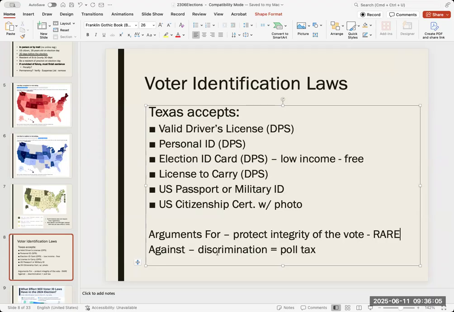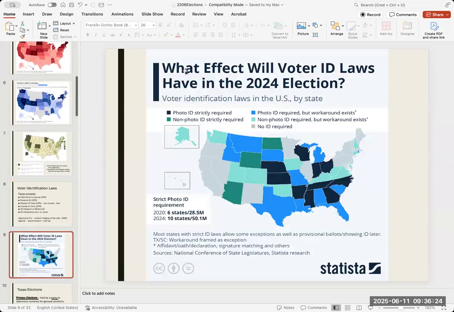So Democrats typically argue that this is a solution in search of a problem. There's really no problem with voter impersonation, and that Republicans are passing this to try to prevent certain people from voting, but the courts have upheld this. The court does allow Texas and other states to impose strict voter ID laws. Texas is not quite as strict as other states because Texas does have a workaround.